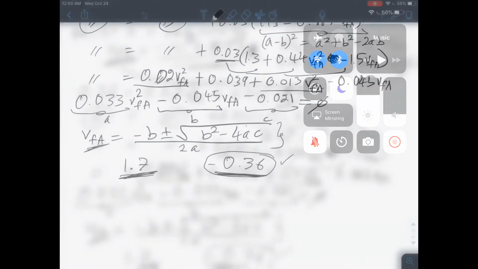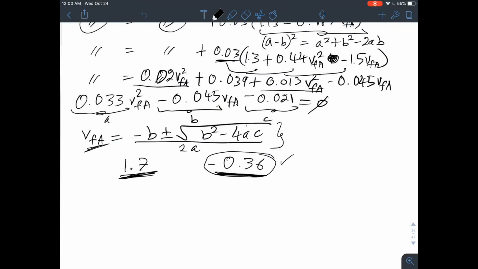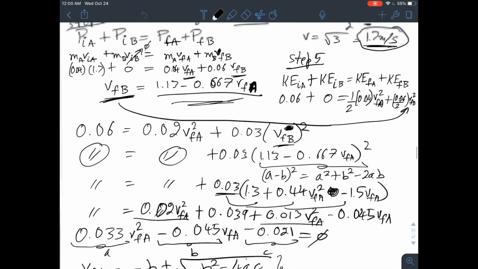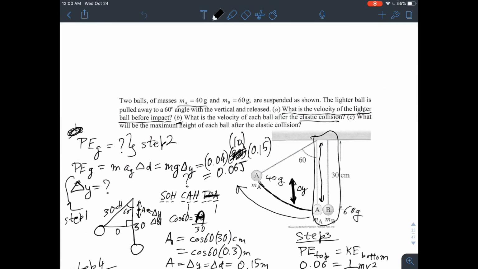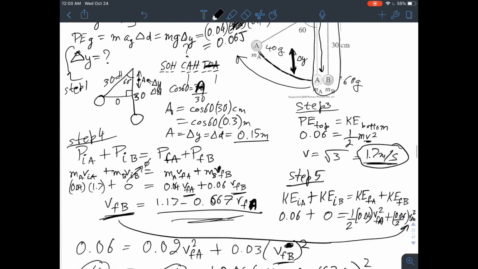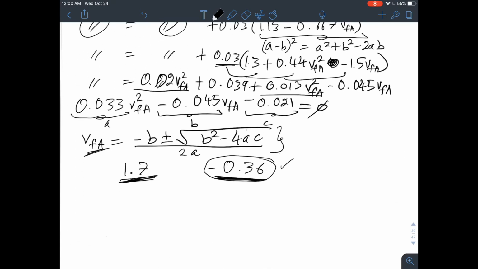All right, best of luck. Oh no, wait, I almost forgot. I'm not done yet. This problem asks not just about the velocity of each ball after the collision. There's a part C. What will be the maximum height of each ball, right? They're on a string. So they strike each other and they get a certain speed, but that speed is going to push them up. What speed will that be?